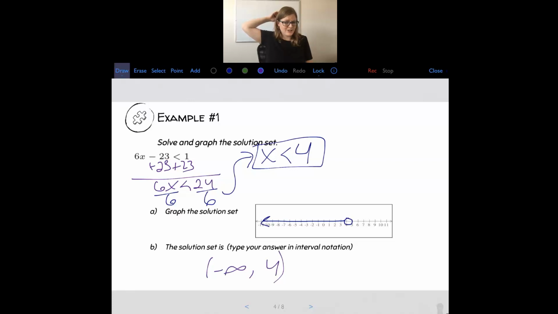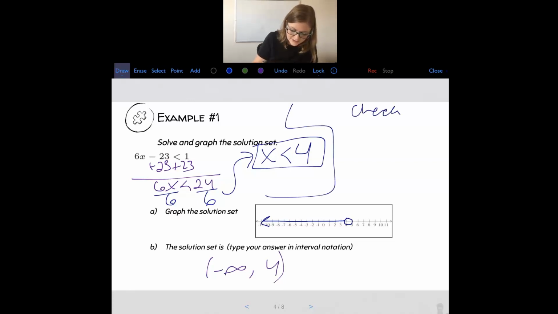You can also check your solution set as well. You can pick any number less than 4 and see if it'll make the inequality true. So I'm going to check 0. Okay, so what that means is I'm going to plug 0 in for x.